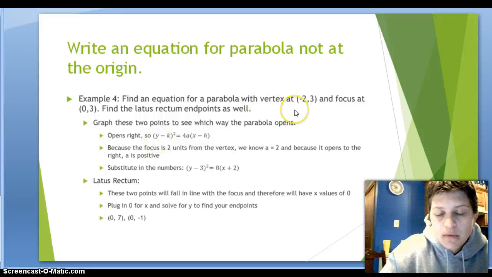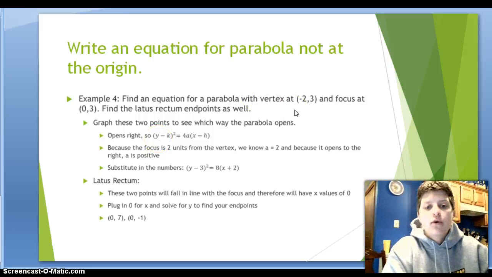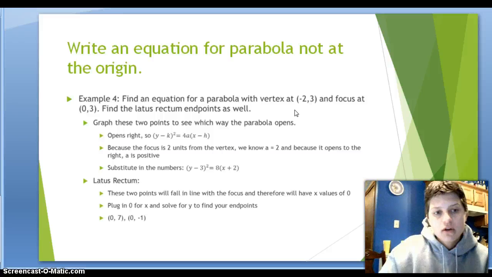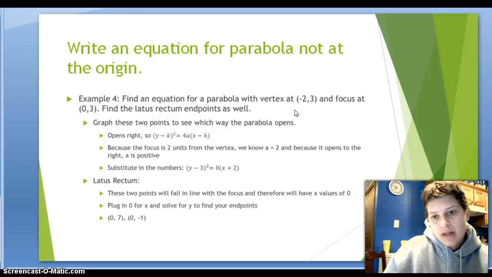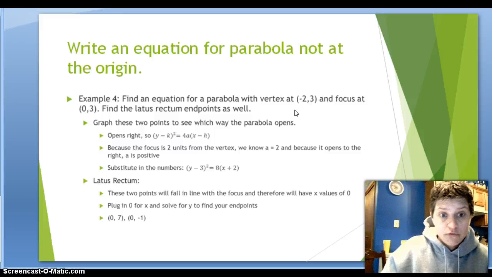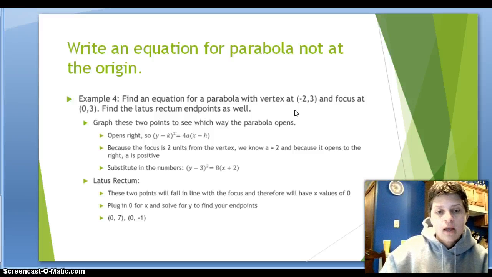Find the equation for a parabola with a vertex at (-2, 3) and a focus at (0, 3). Okay, so if you start there and you graph that, plotting (-2, 3) and (0, 3), that's your vertex and your focus. By doing that, you see that it opens to the right because your focus is inside your parabola.